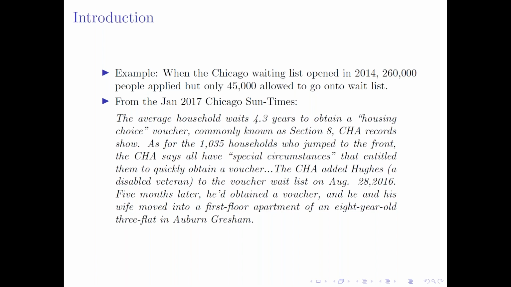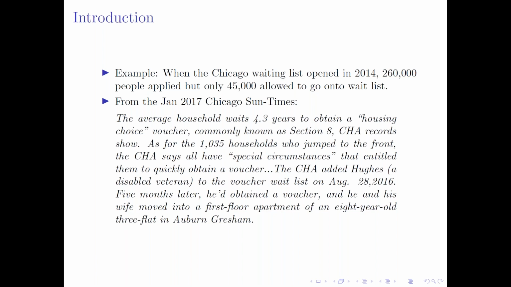Once they're on the waiting list, even that doesn't guarantee that you get a voucher. On average, it takes about 4 years to go from being on the wait list to receiving housing assistance. And I ran across this article in the Chicago Sun-Times, which was talking about this really long time period between potentially receiving housing assistance and actually doing it. But there was this select group of people, about 1,000 households, who were chosen to jump to the front of the line. And essentially within 5 months, this group had gone from not having an application to being put into a home through housing assistance.